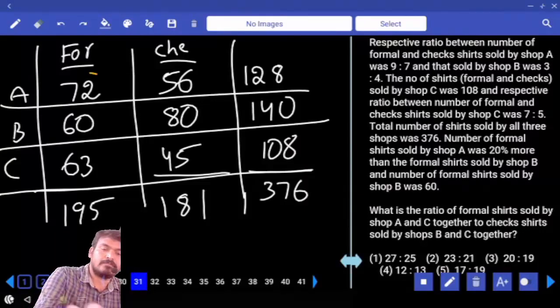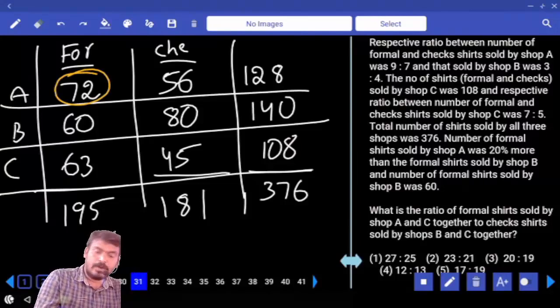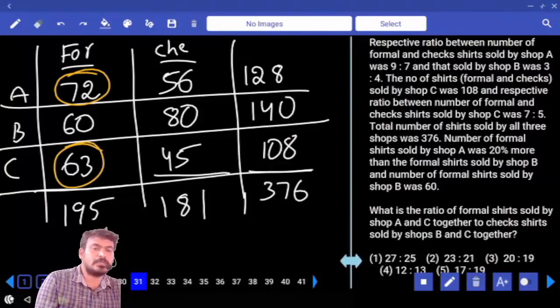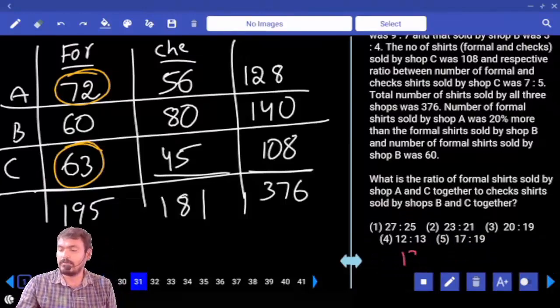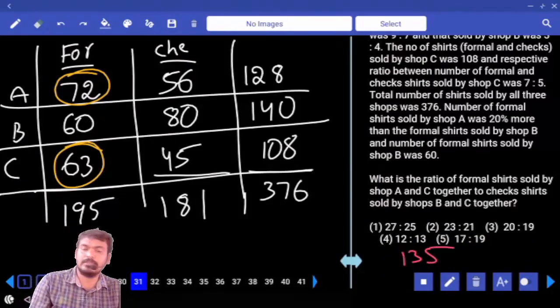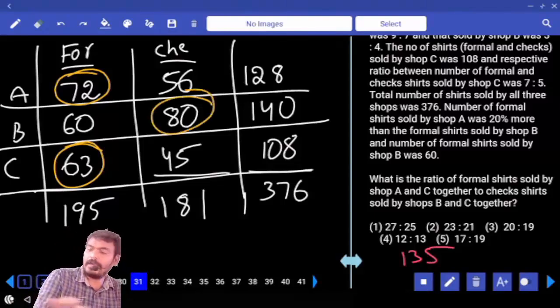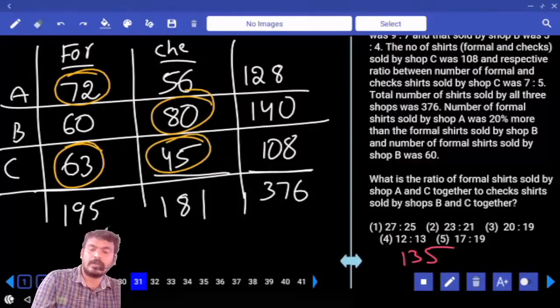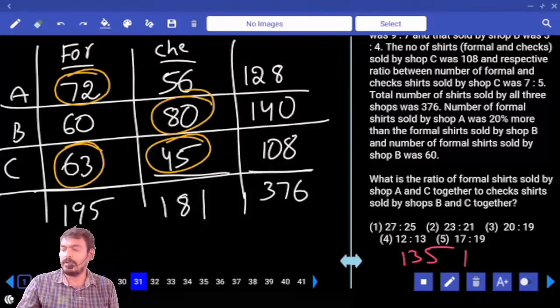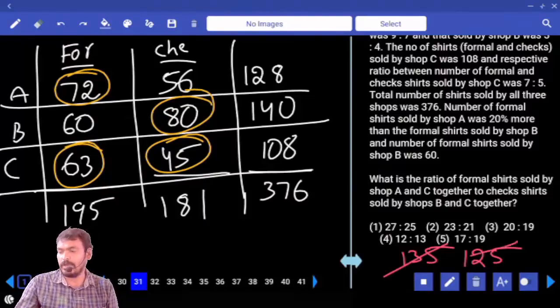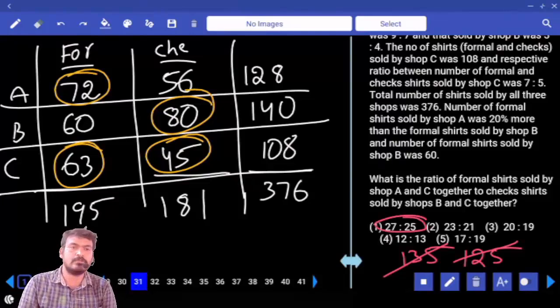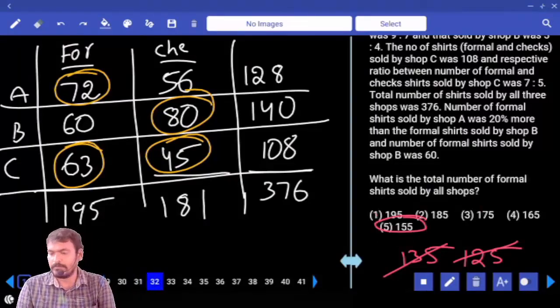Formal of A 72. Formal of shop C 63. Total it is 135, or not? Next, shop B and C checks. What is the B value? 80. C value 45. Total it is 125. We require the ratio, or not? 5 how many times? 27. 5 how many times? 25. Then the ratio is 27:25.